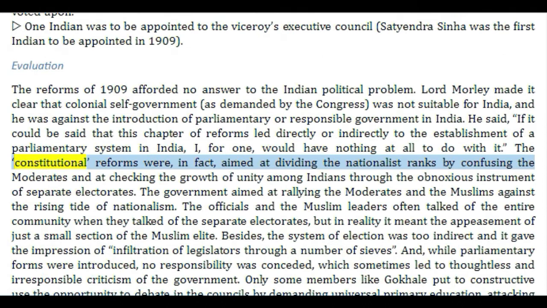The constitutional reforms were, in fact, aimed at dividing the nationalist ranks by confusing the moderates and at checking the growth of unity among Indians through the obnoxious instrument of separate electorates. The government aimed at rallying the moderates and the Muslims against the rising tide of nationalism. The officials and the Muslim leaders often talked of the entire community when they talked of the separate electorates, but in reality it meant the appeasement of just a small section of the Muslim elite.